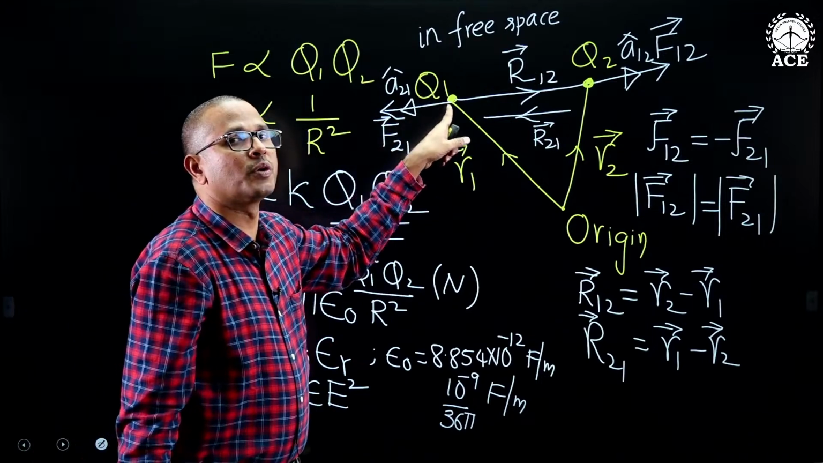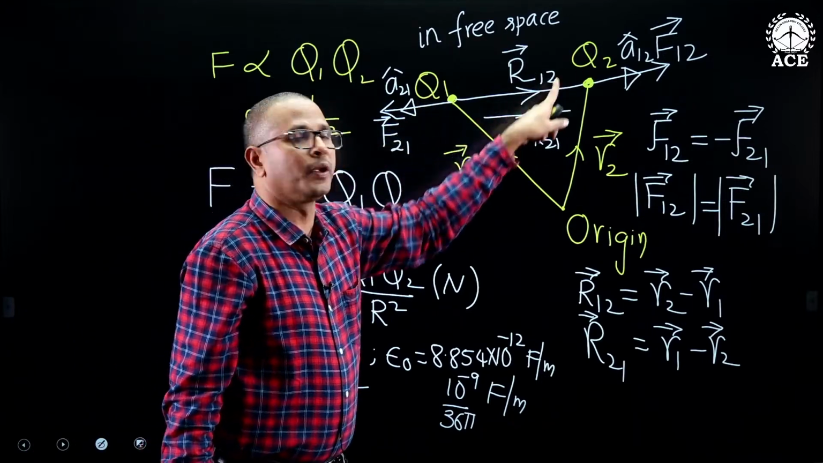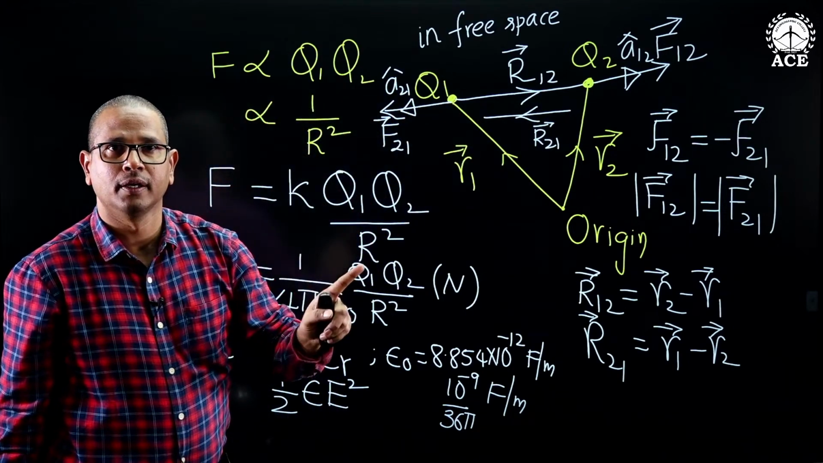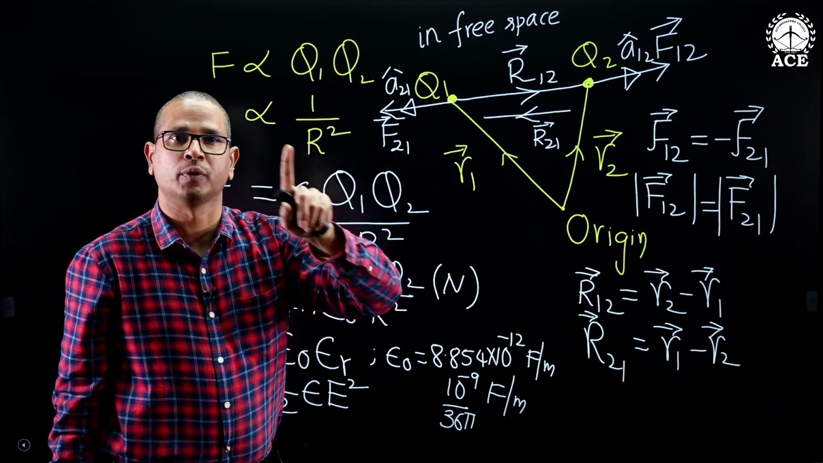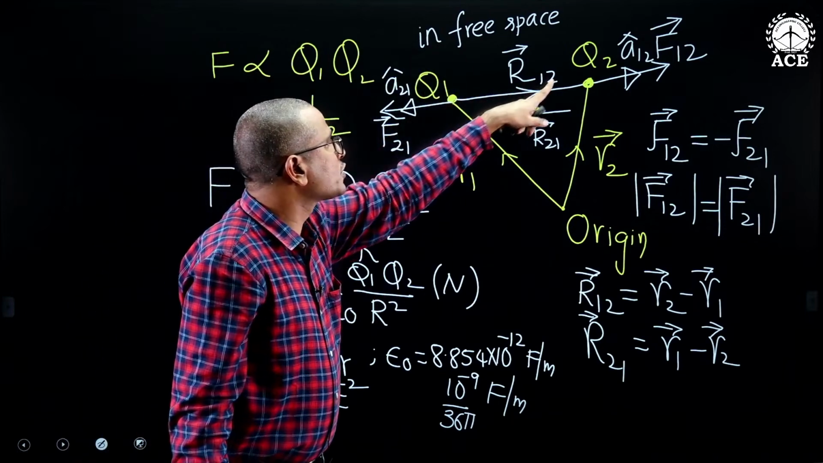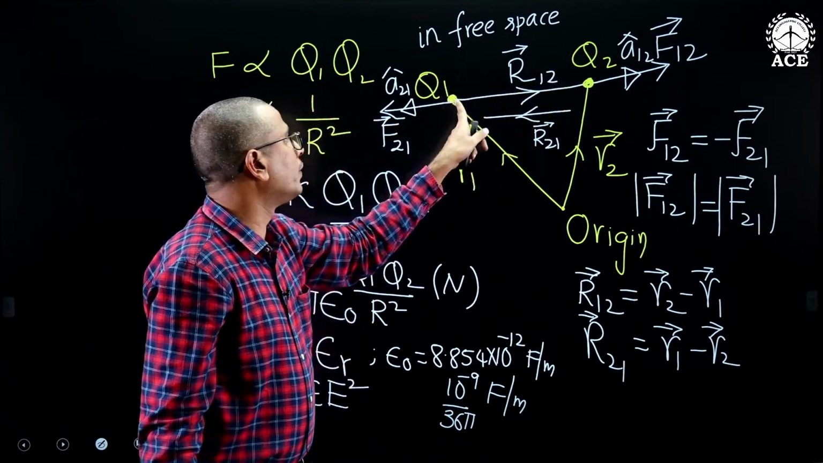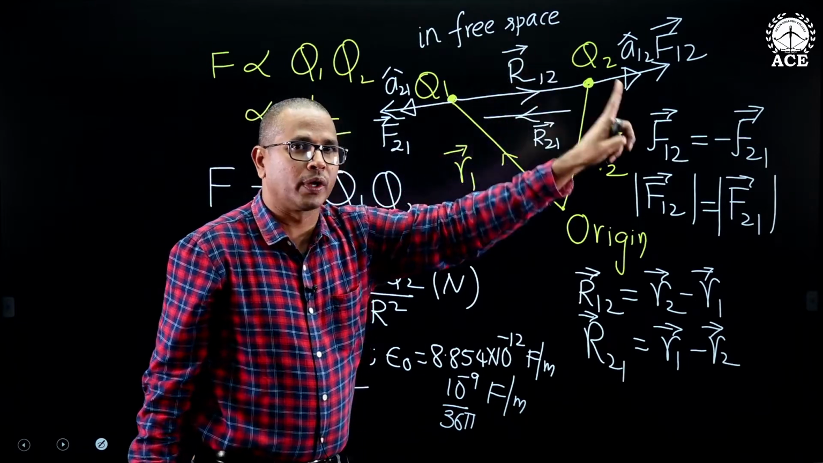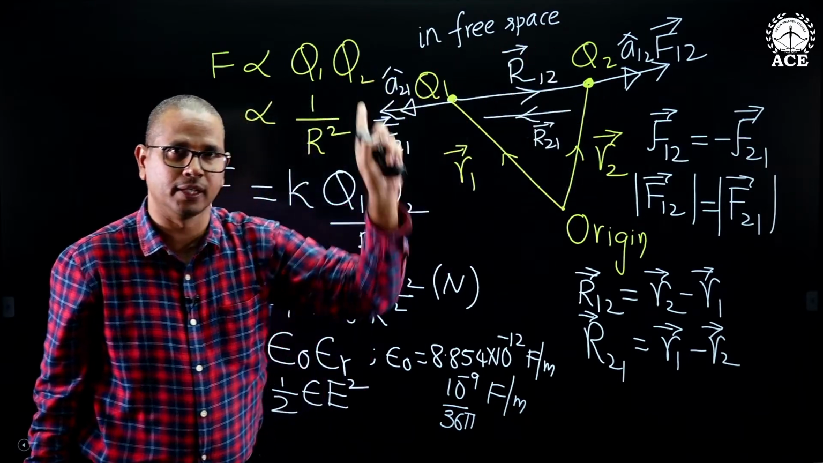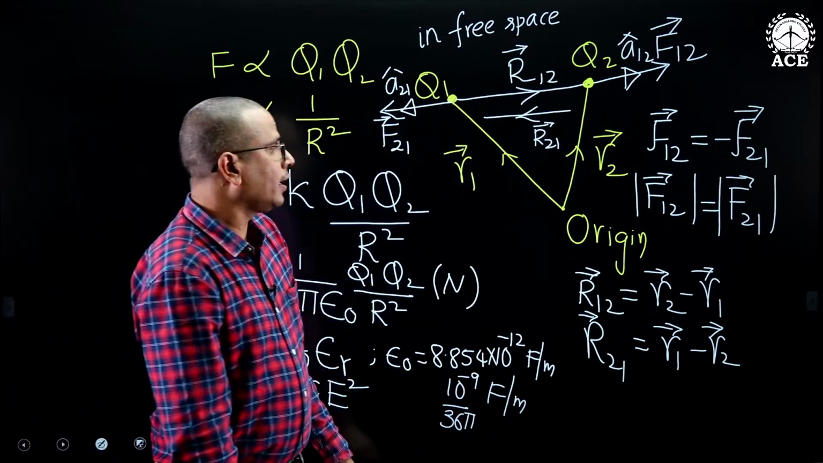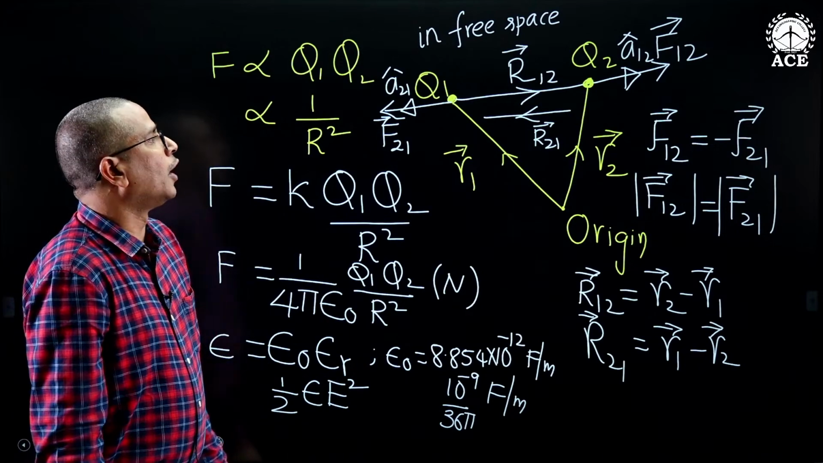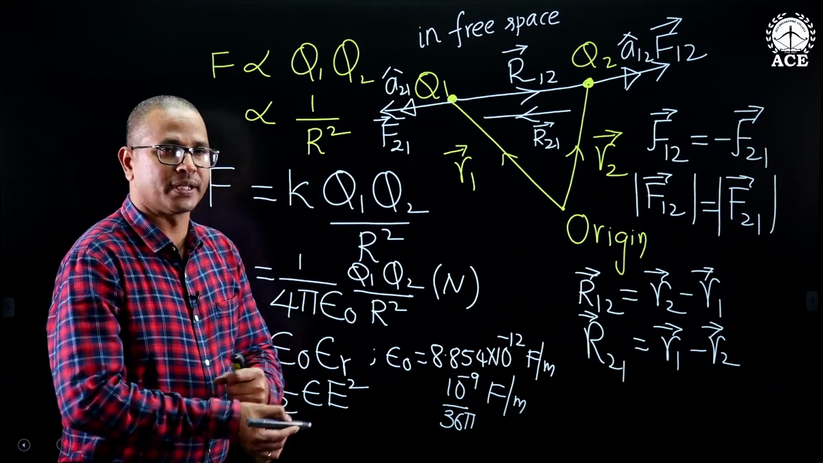If you wish to find force on Q1 due to Q2, the arrow must be towards Q1, object Q1. This will decide who is initial and who is final. For example, if I wish to find force on Q2 due to Q1, initial is Q1 location, final is Q2 location, final minus initial. This is important. Anyway, you can understand by just taking one example. I'll show you how to measure the force between the two objects.